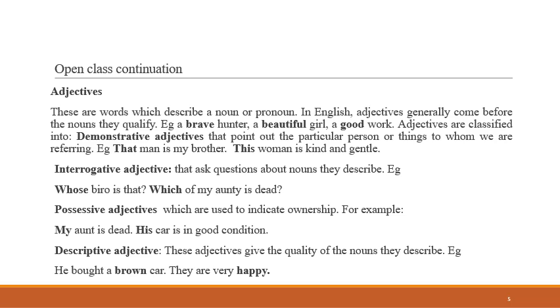Then lastly, descriptive adjectives. Descriptive adjectives are adjectives that give the quality of the nouns they describe. For instance, he bought a brown car, not a black car. Brown here is highlighted to indicate the type of car he bought. They are very happy. The word happy is highlighted to indicate the mood the pronoun is referring to.